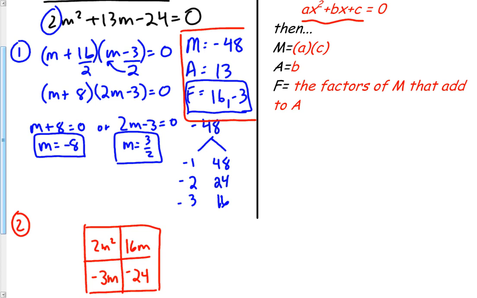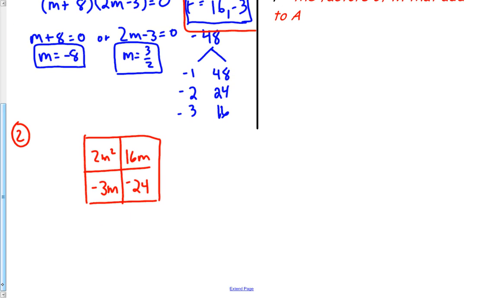And what you do at this point is you take out greatest common factors, okay? So I look at the rows, and I take out the GCF. The GCF out of 2m squared and 16m is 2m. So I pull that out front, okay? The next thing, I look at this row. The greatest common factor of negative 3m and negative 24 is negative 3. So that comes out here.